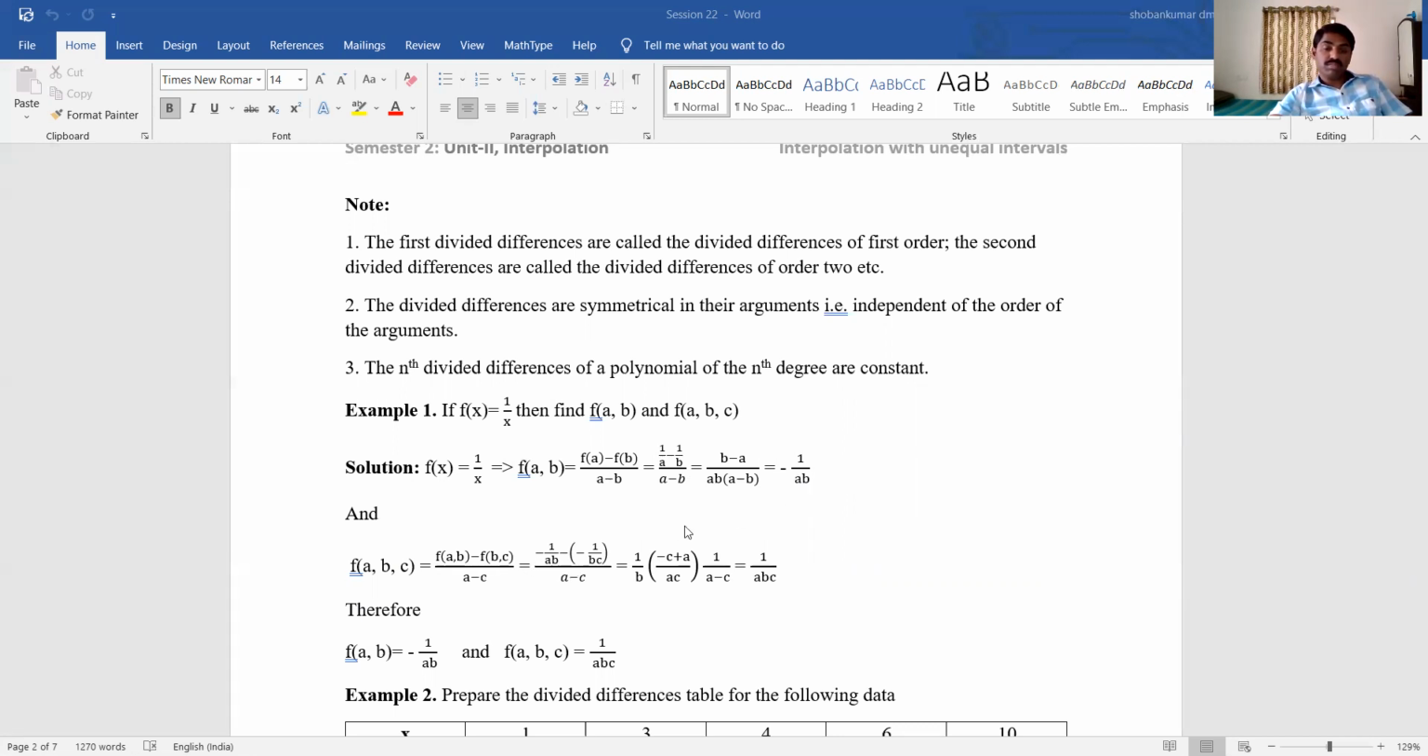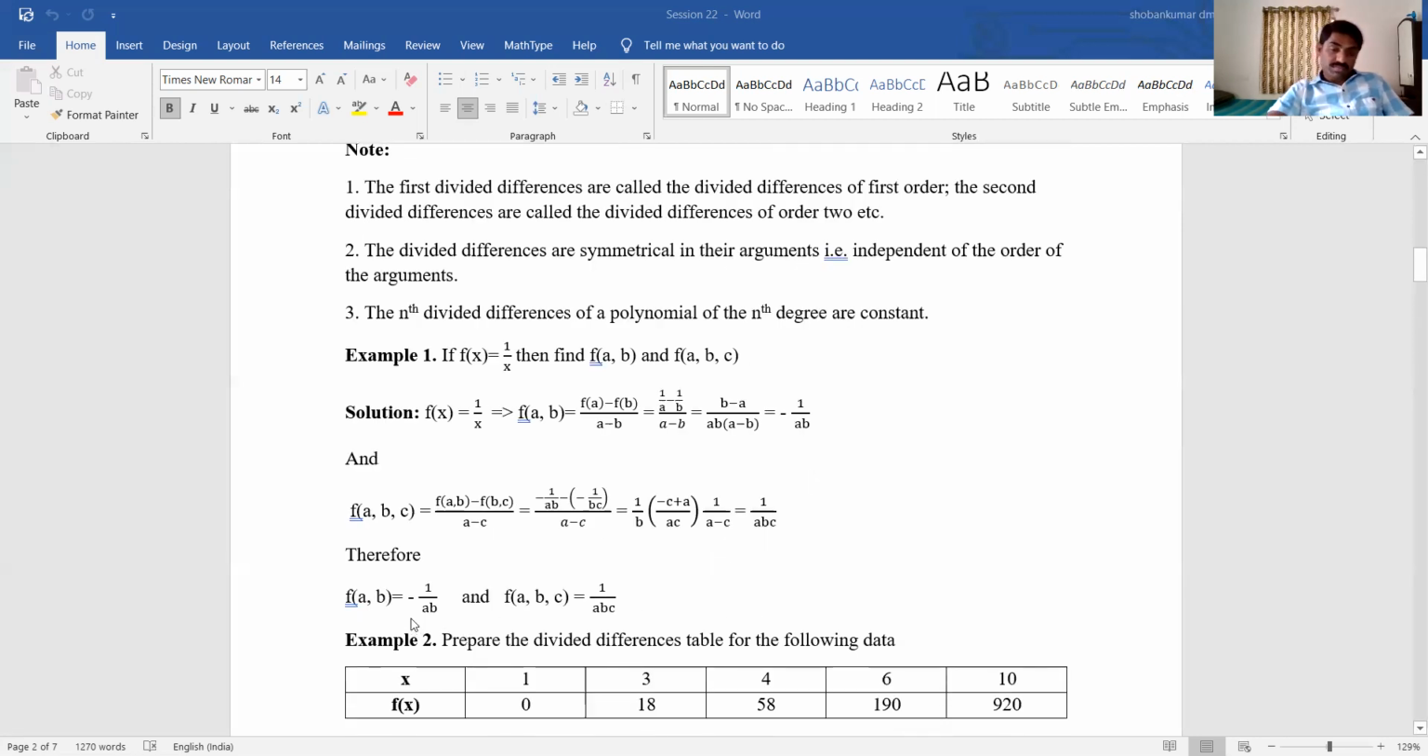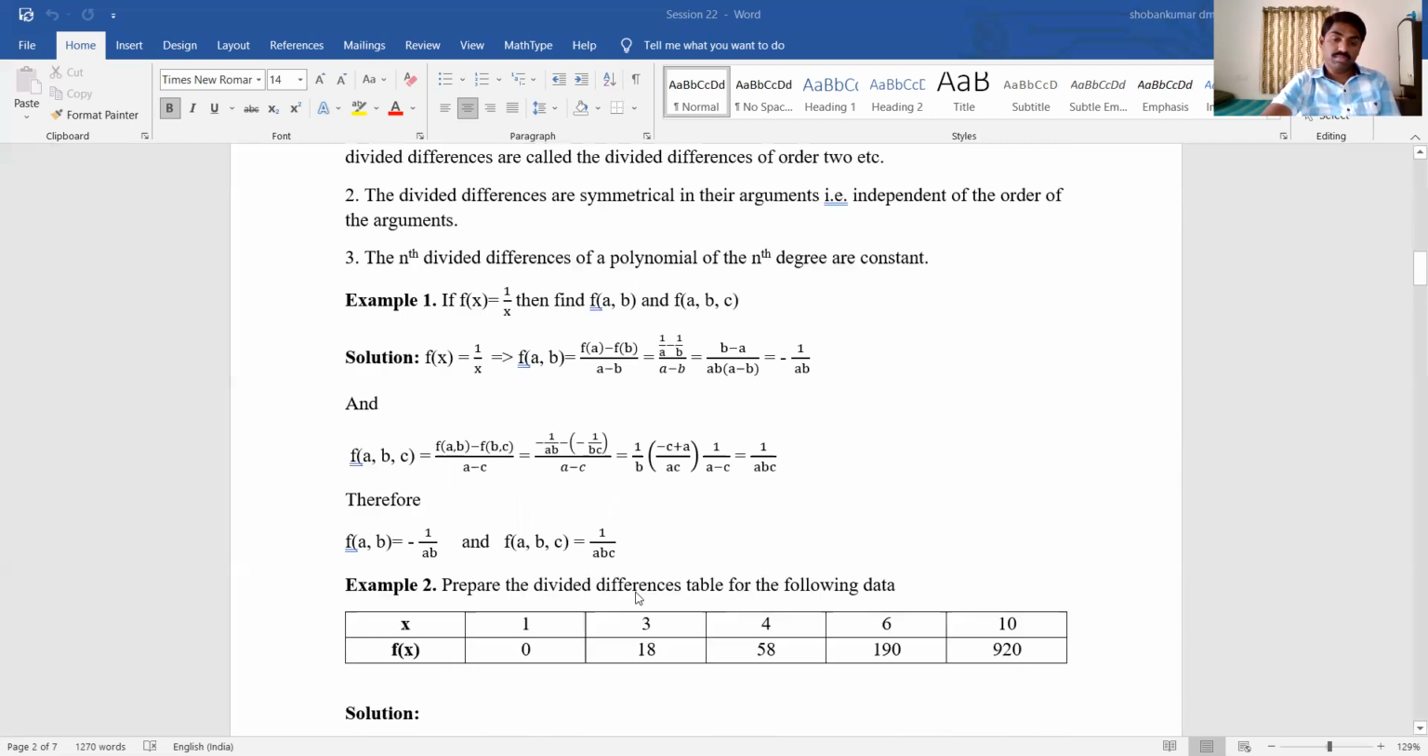Similarly, f of b comma c is minus 1 by bc, divided by a minus c, and simplifying, we get 1 upon abc. Therefore, f of a comma b is equal to minus 1 by ab, and f of a comma b comma c is equal to 1 divided by abc.